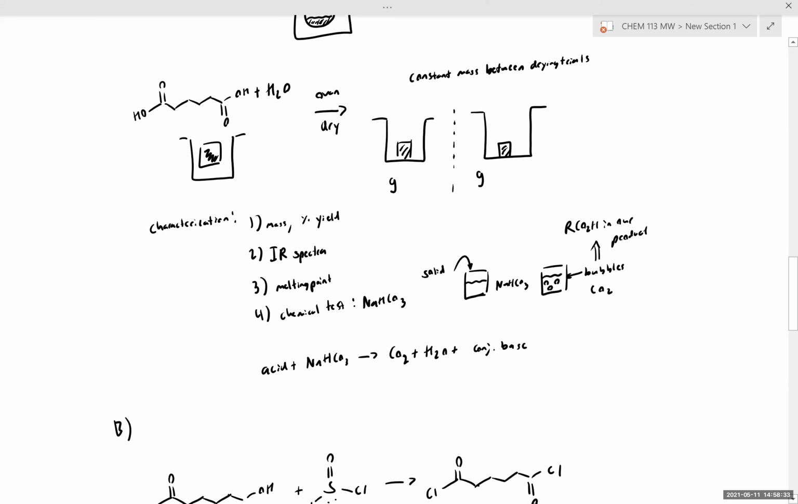If we see bubbles when we mix our solid adipic acid and sodium hydrogen carbonate, that's a sign we have a carboxylic acid, and that's a sign that we have prepared the desired product.